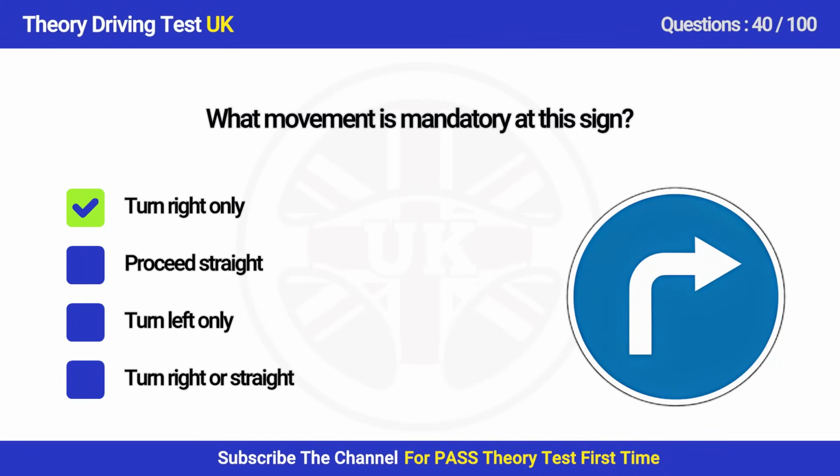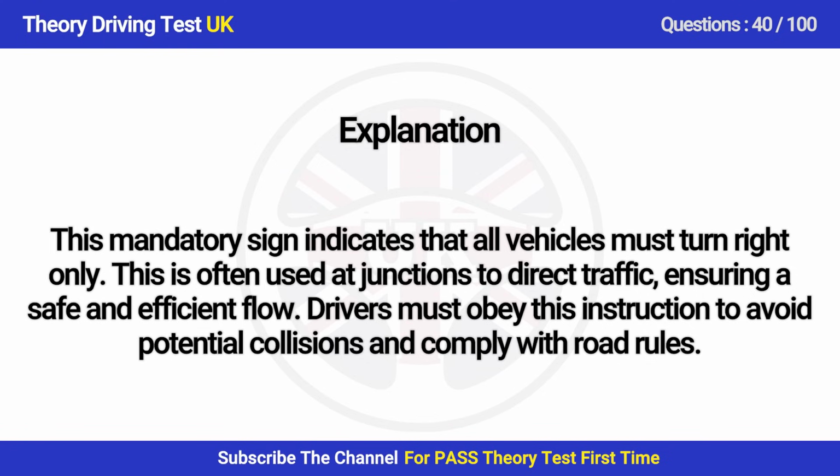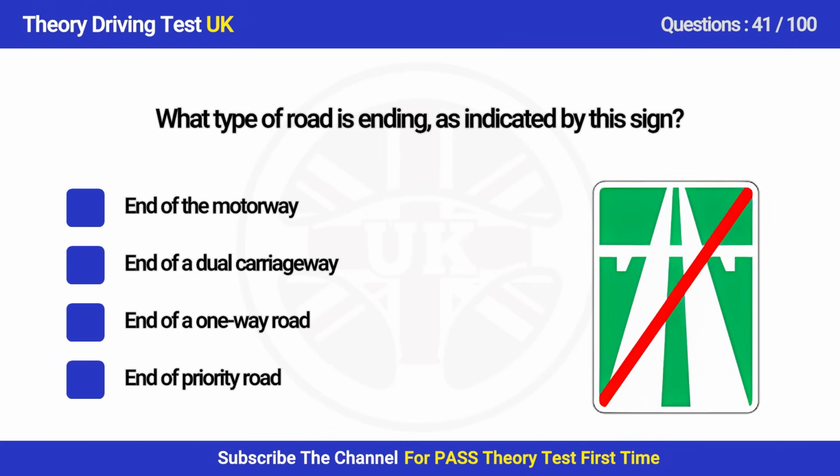Answers is A. Turn right only. This mandatory sign indicates that all vehicles must turn right only. This is often used at junctions to direct traffic, ensuring a safe and efficient flow. Drivers must obey this instruction to avoid potential collisions and comply with road rules. Question 41. What type of road is ending as indicated by this sign?